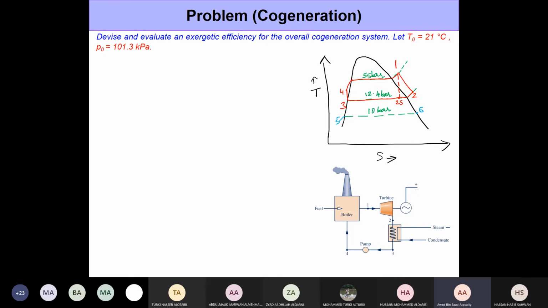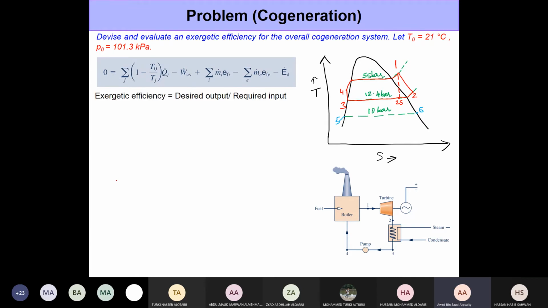So you just have to basically remember the exergetic efficiency formula, right? The exergetic efficiency is simply desired output by required input. And here you got to be careful in figuring out what is the output, what is the input, and everything needs to be written in terms of exergy changes, right? And you get the exergy changes from simply the exergy balance equation that you have. All right, so here we're not looking for each component, we're looking for the entire cycle.